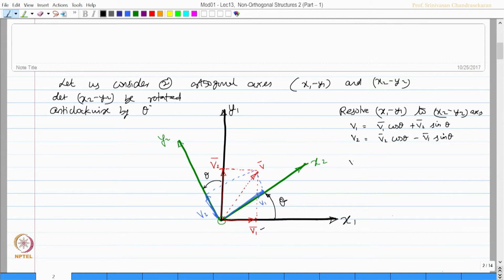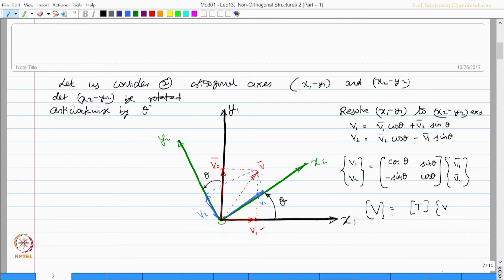So, I can now express this in a simple matrix form. V 1 V 2 can be said as cos theta, sin theta, minus sin theta and cos theta of V 1 bar V 2 bar. We can express this as V is some matrix T of V bar. So, now I say T matrix is called the transformation matrix.